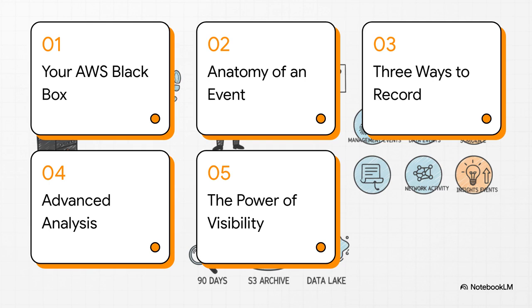So here's what we're going to cover. First, we'll dig into this idea of CloudTrail as your account's black box. Then we'll dissect what an event actually is. After that, we'll look at the three main ways you can record all this data, check out some advanced analysis tools, and finally, wrap up with why all this visibility is such a game changer.